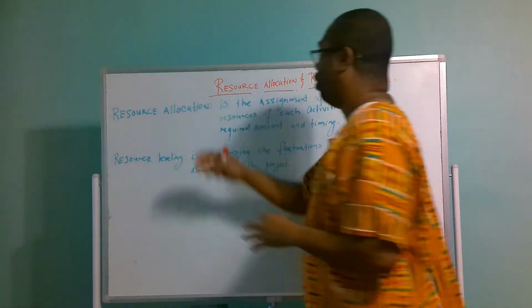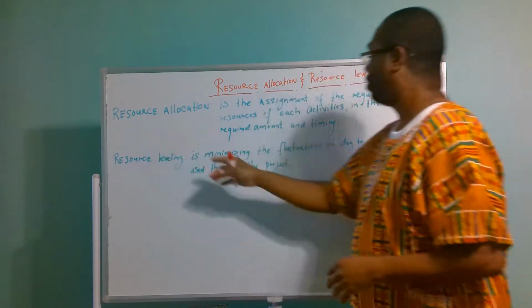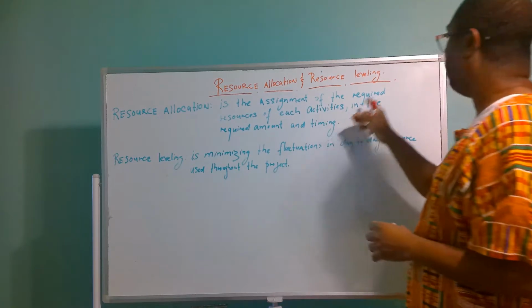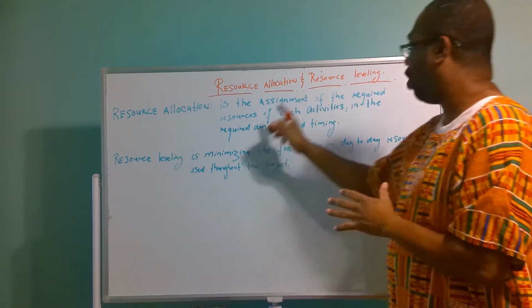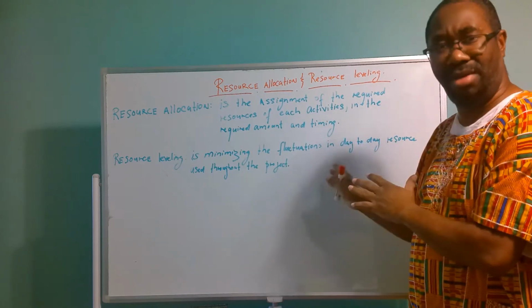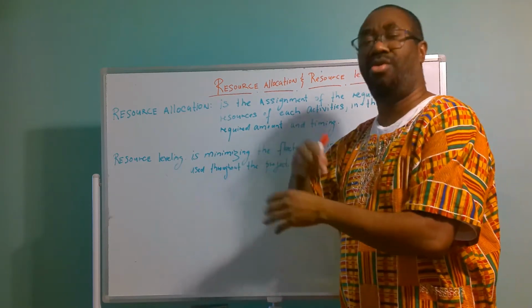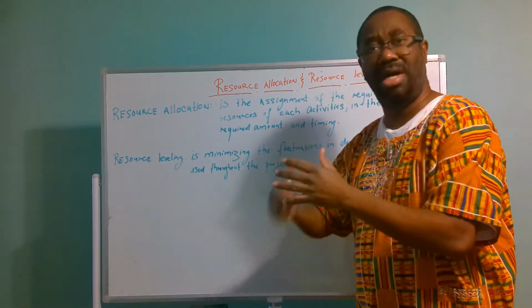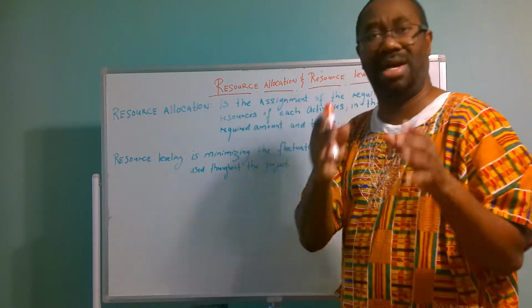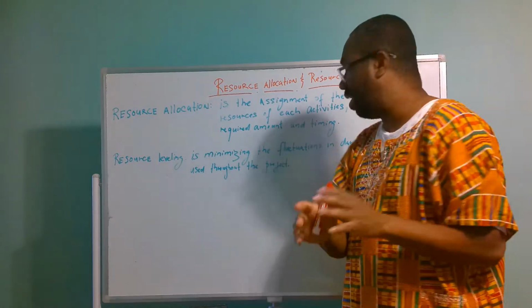So resource allocation is the assignment of the required resources of each activity in the required amount and timing. So you're going to allocate the right amount of resources in terms of the amount and timing to get that particular activity finished on time.